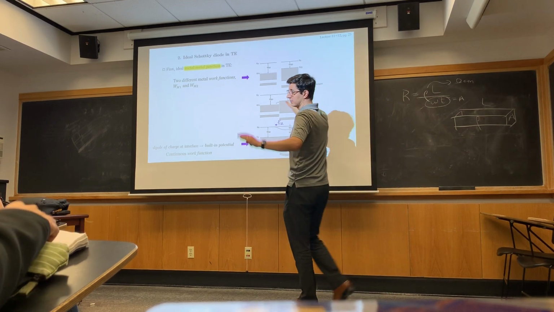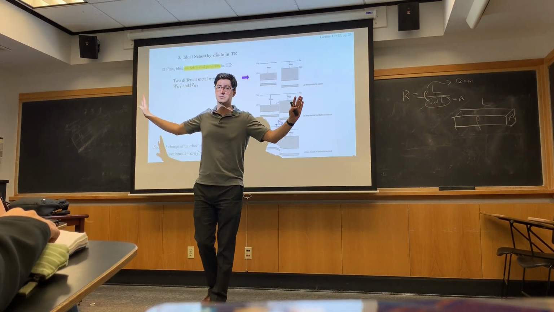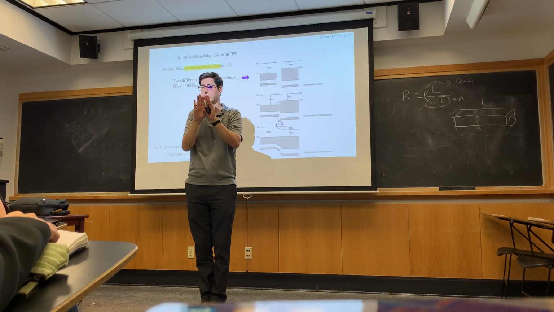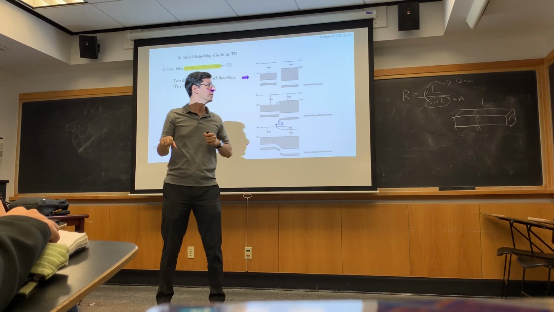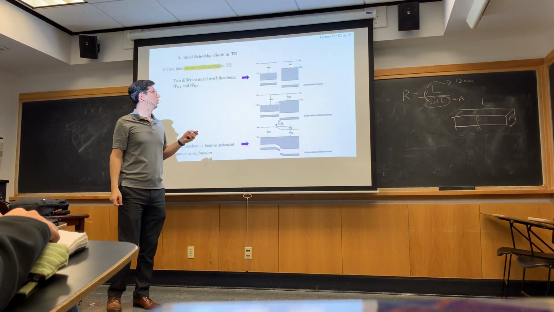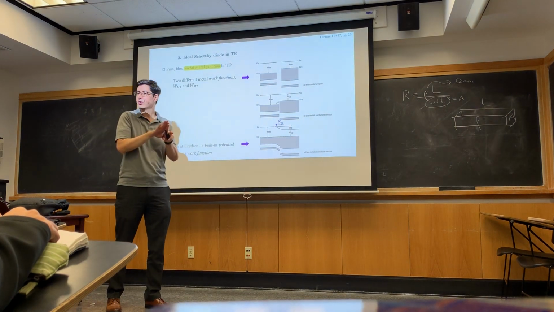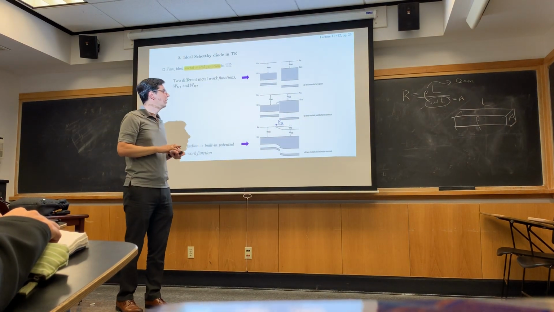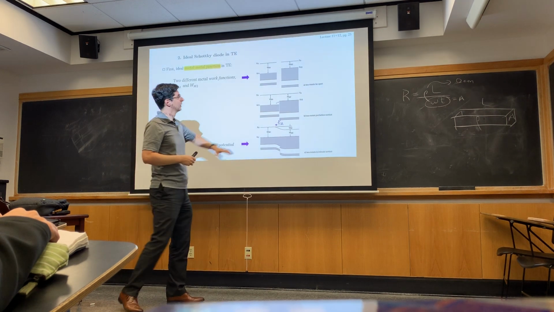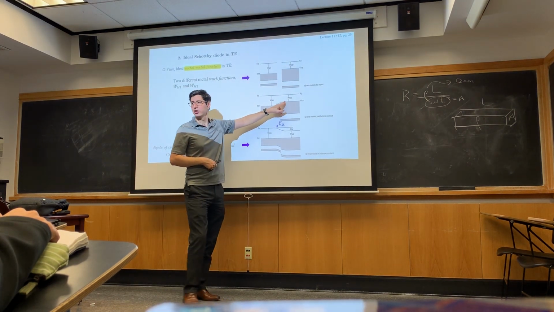So these materials are apart. Boom, we bring them together. This is our thought experiment. And what's going to happen? Well, the Fermi levels aren't equal, so they're not going to be in equilibrium with each other. So we're going to have a transfer from higher energy to lower energy.